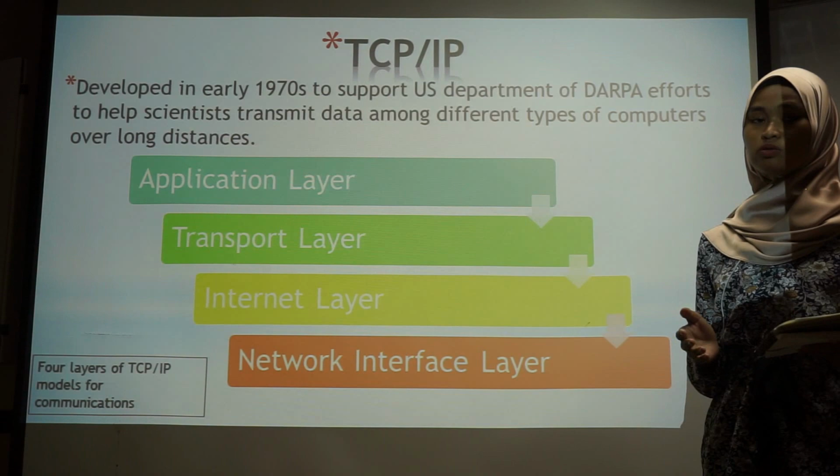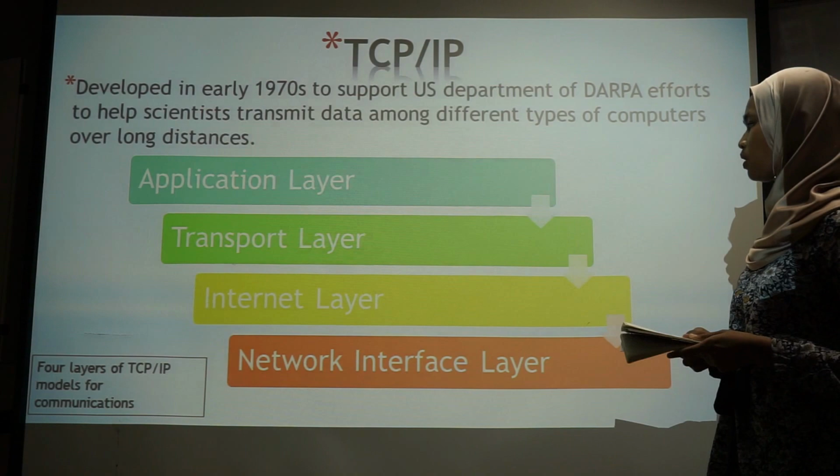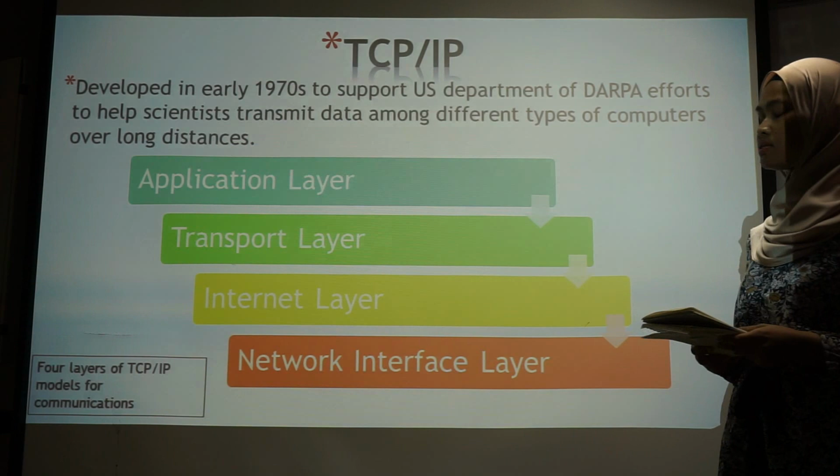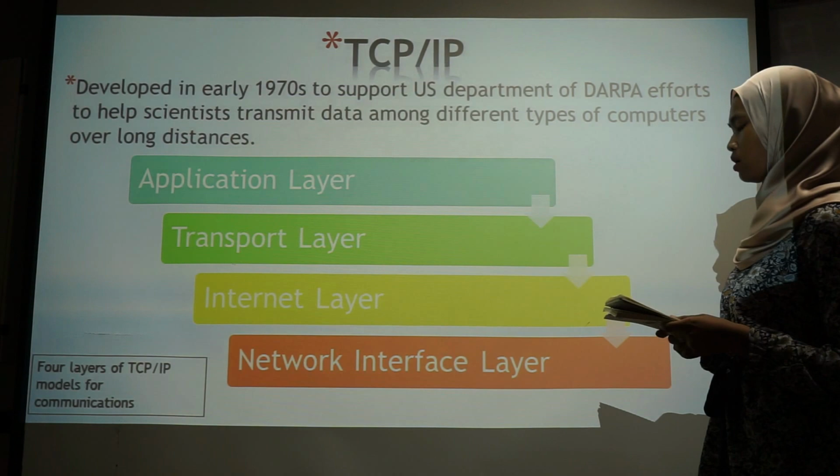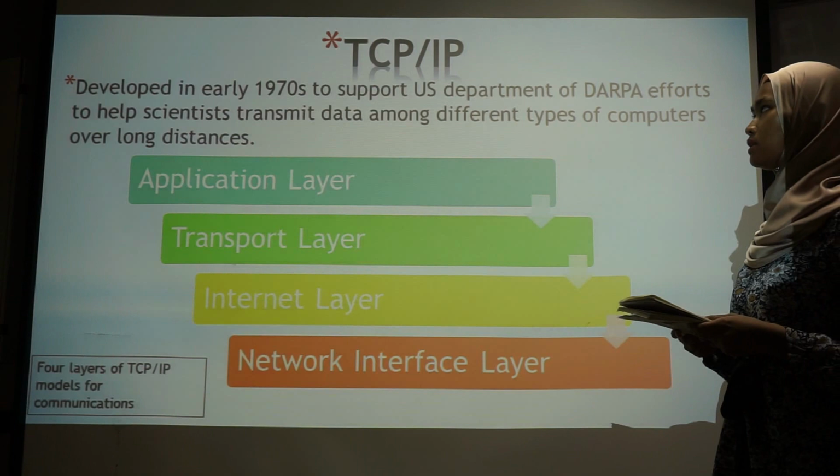And then for the next layer, which is the transport layer, it is responsible for providing the application layer with communications and packet services. And the third layer, which is the internet layer, is responsible for addressing, routing and packaging data packets called IP datagrams. And the IP, which is called Internet Protocol, is one of the protocols used in this layer.